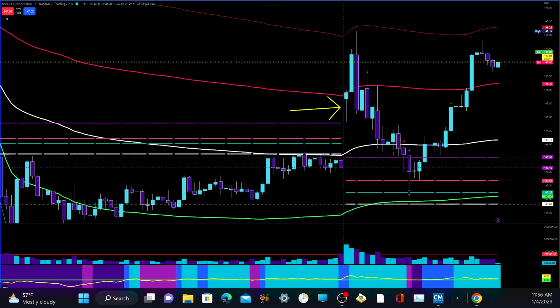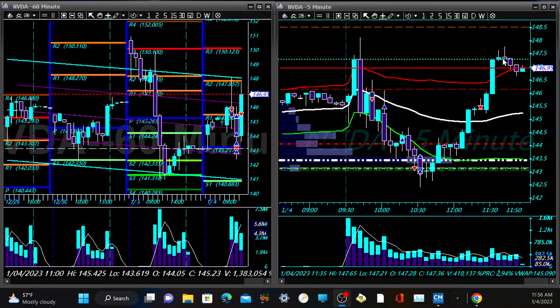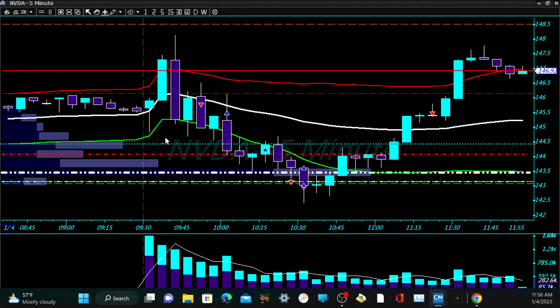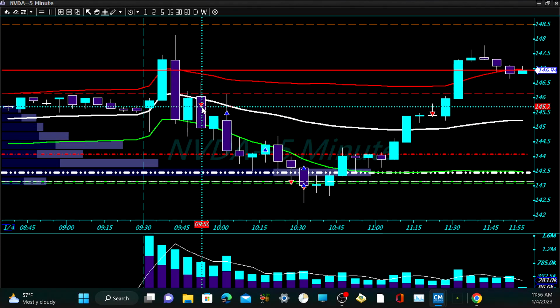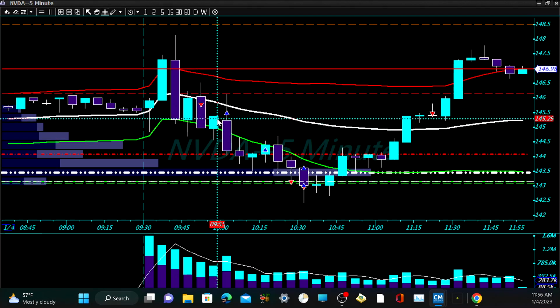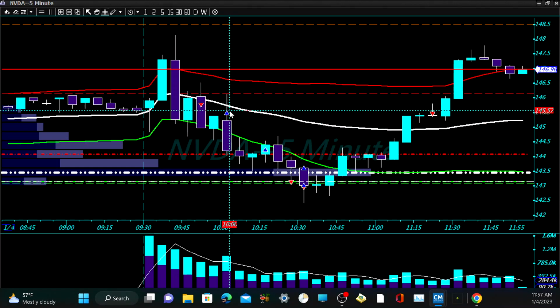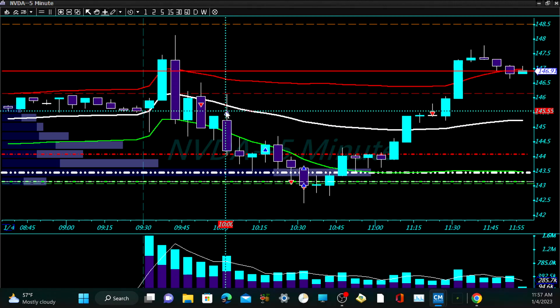But let me go to my execution platform, which is Dash Trader Pro, so you can see that. Right, so I entered short here at 145.65. So we broke down, pushed back up a little bit, and then we broke down again and pushed back up. So I stopped out here at 145.57.